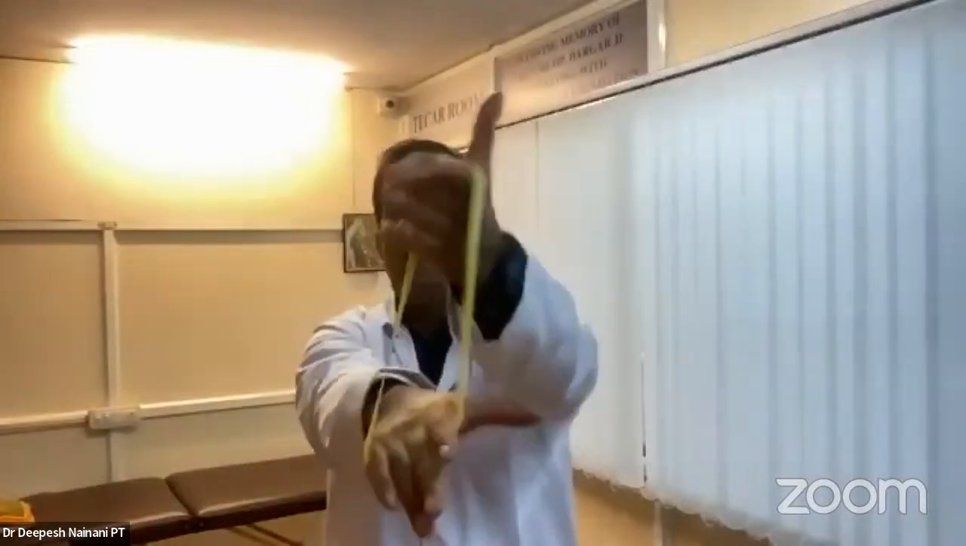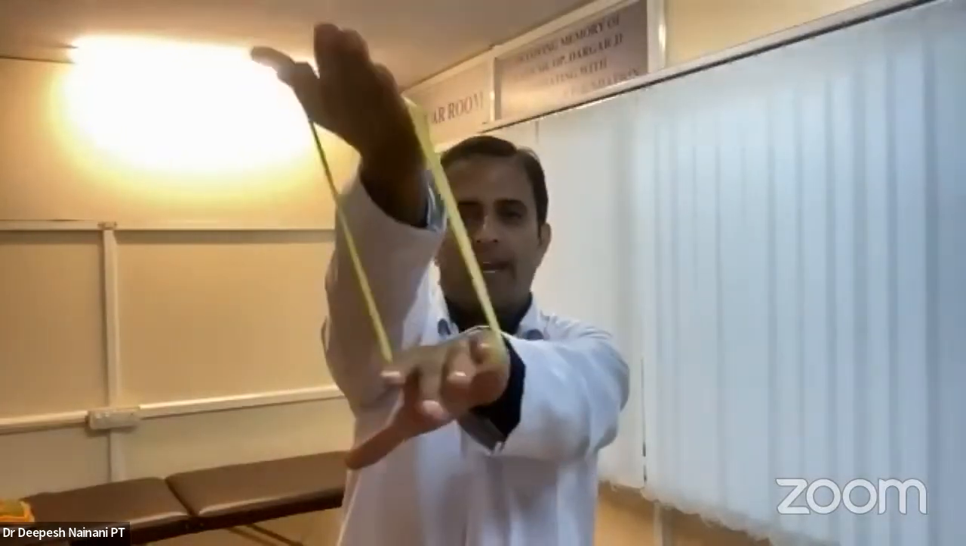Second, we have done like this. Third, we have done like this. That was the third stage or grade 3 exercise of the theraband of the elbow joint. For that, you have to strengthen your wrist joint also, because strengthening of the wrist joint is very important to do exercise of the elbow joint.